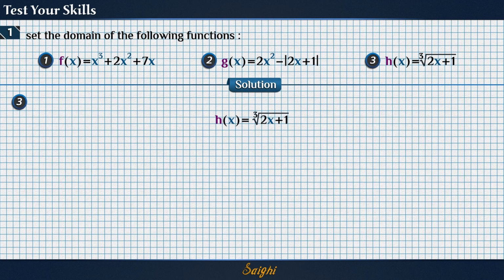Now try to find the domain of the last one. No square root, no fraction, so h is defined on R, and the domain of h is from negative infinity to positive infinity.